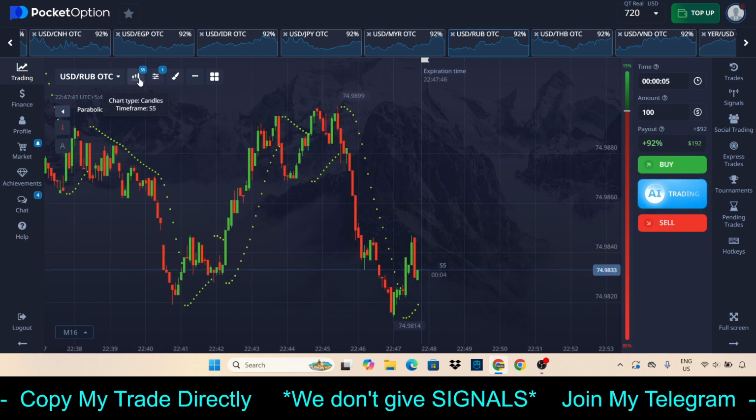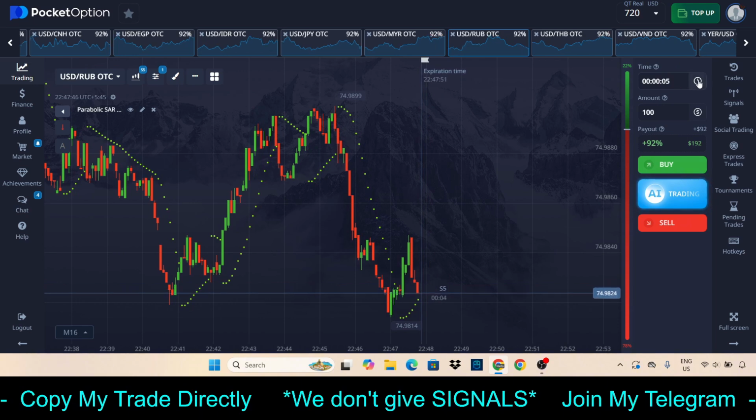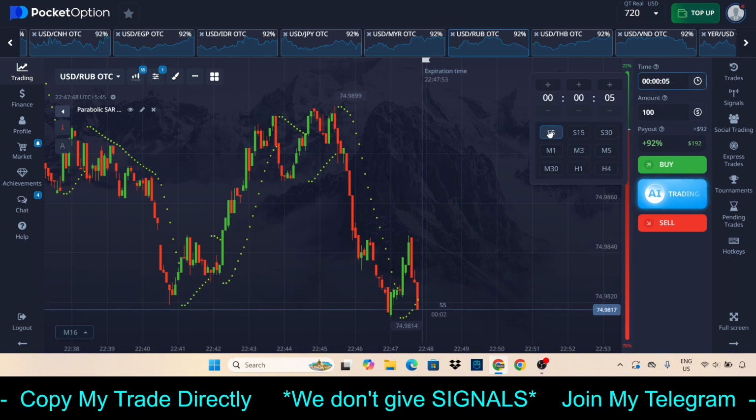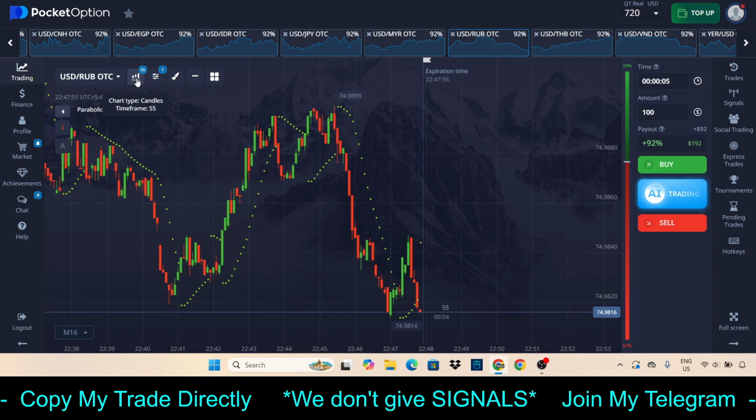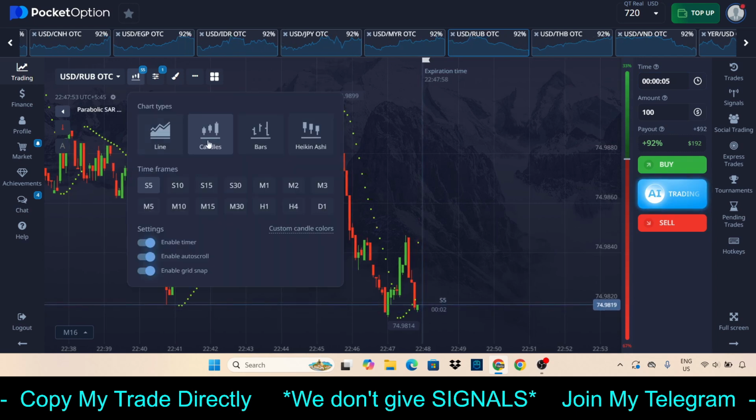You need to select S5 as your trading time frame here. If it is black, make sure to click it and select clock and select S5 as your trading time frame. And if it is here, you can see the candle, click on candle and select S5 as your trading time frame.